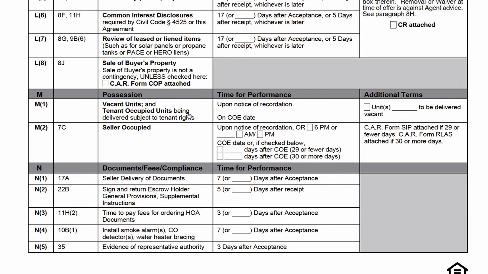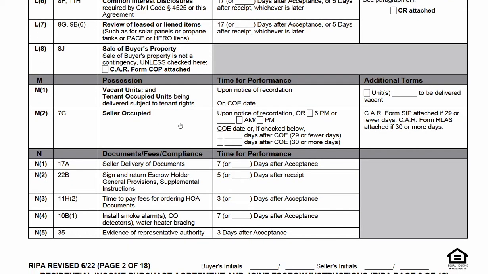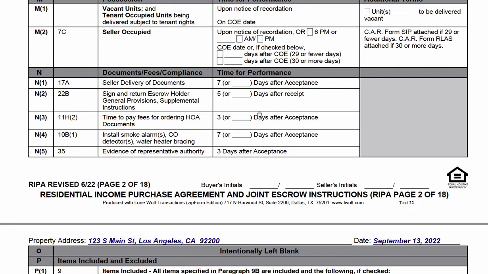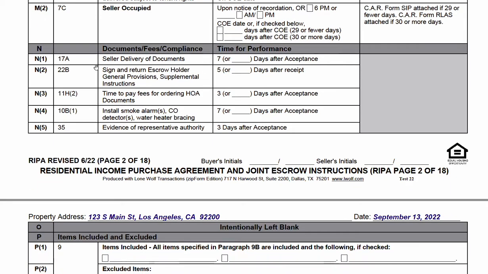All right, possession. It makes a mention of vacant units, and units delivered vacant. This is one of the differences between this and a normal RPA, is it addresses there may be units that aren't vacant. And this basically just says when the buyer is going to take possession, which is the day of recording and upon notice from escrow. All right, and then the seller has 7 days to deliver disclosures.